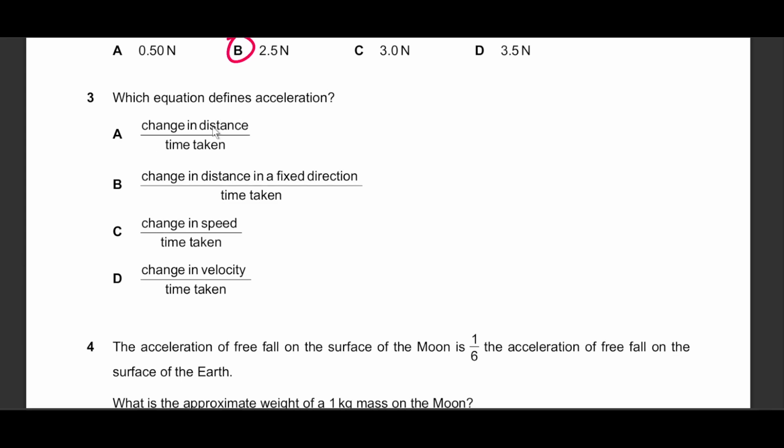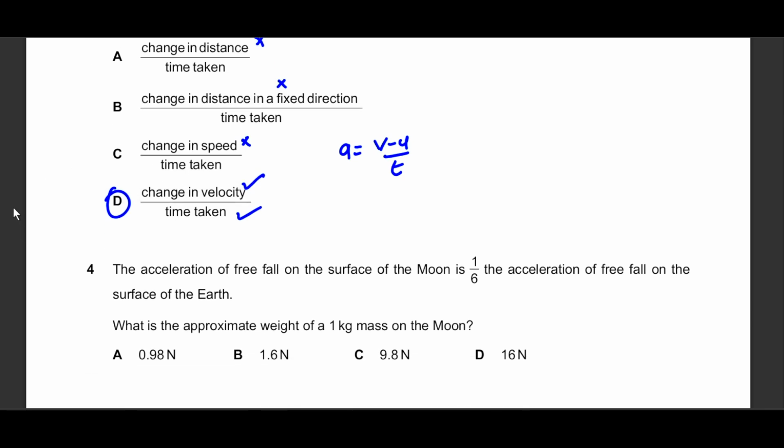Question 3 asks to define acceleration. That will be simply the change in velocity, or rate of change of velocity, divided by time taken. Speed is incorrect. Distance, no, it's incorrect. And distance is incorrect. It has to be velocity divided by time, as a equals v minus u divided by t.